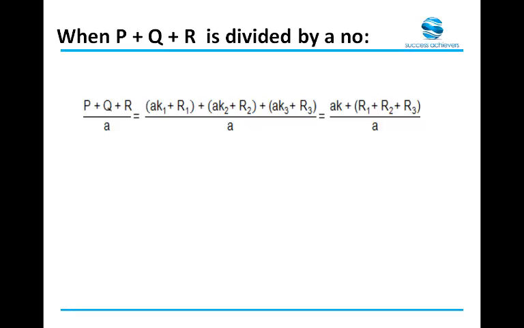Okay, so can I write this numerator as A into some multiple K plus R1 plus R2 plus R3, divided by A? So the point is, instead of dividing the whole sum P plus Q plus R by A, we can divide each number by A and get the individual remainders. Then simply add the remainders and again divide by A. So that would be your final answer.